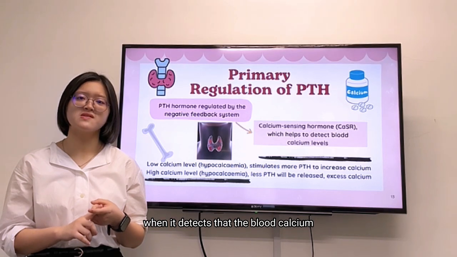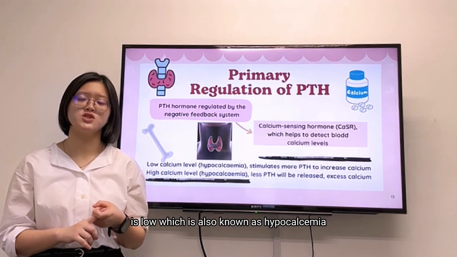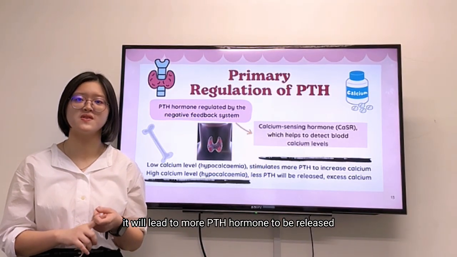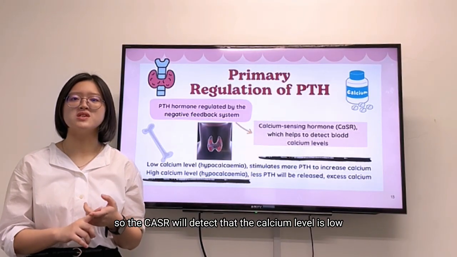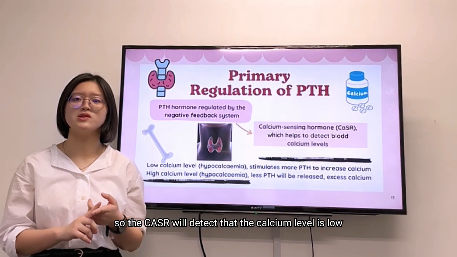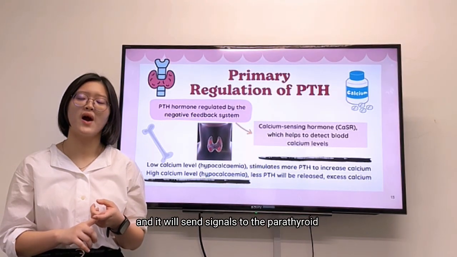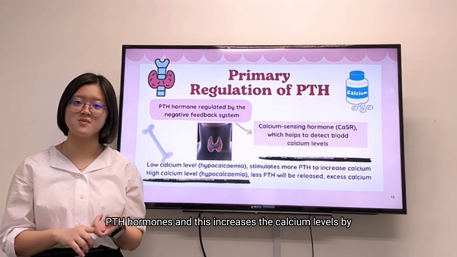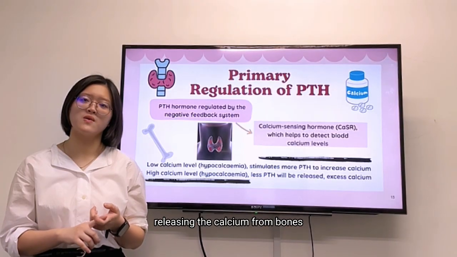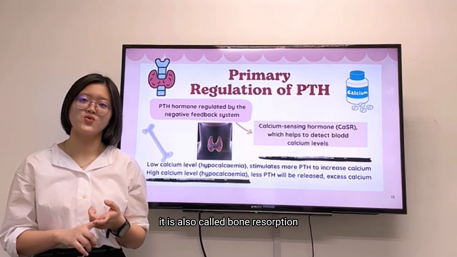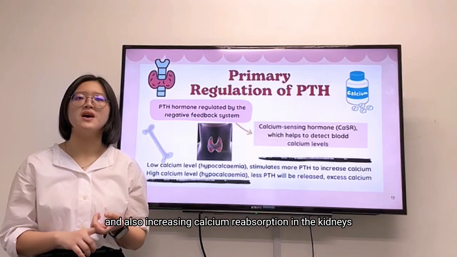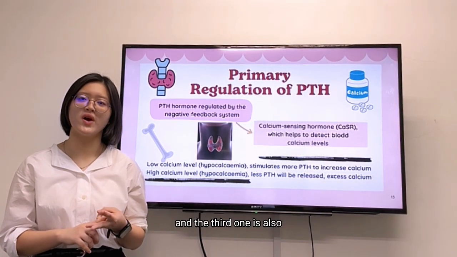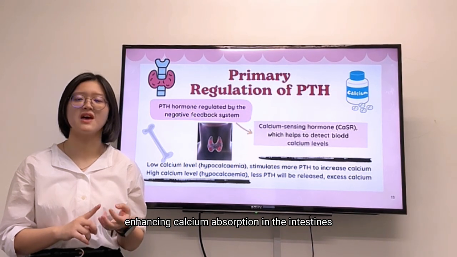So when it detects that the blood calcium is low, which is also known as hypocalcemia, it will lead to more PTH hormone being released. The CaSR will detect that the calcium level is low, and it will send signals to the parathyroid glands to secrete more PTH hormones. And this increases the calcium levels by releasing the calcium from bones, which is also called bone resorption, and also increasing calcium reabsorption in the kidneys. And the third one is also enhancing calcium absorption in the intestines.